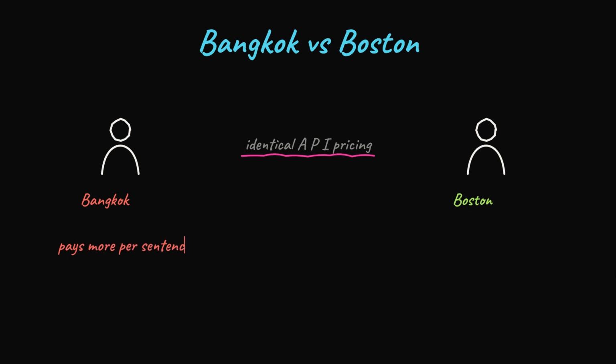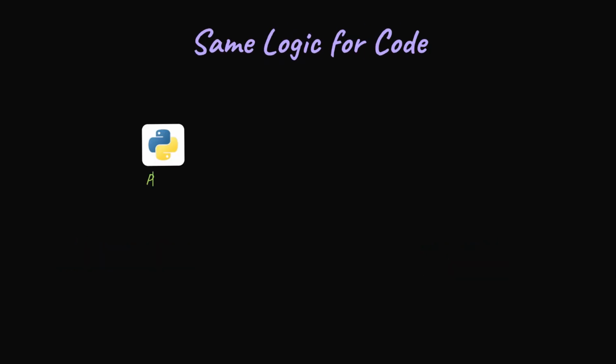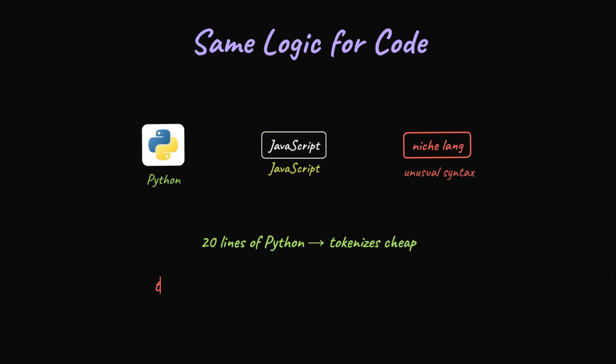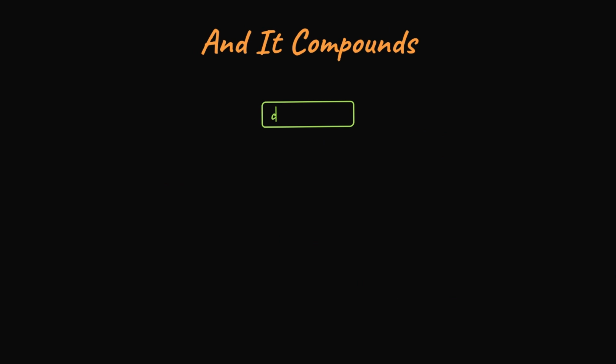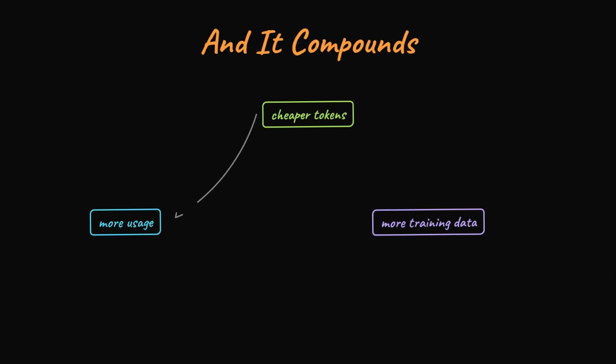The same logic applies to code. Python and JavaScript tokenize efficiently because there's an enormous amount of both in the training data. A niche language with unusual syntax burns more tokens for the same 20 lines. It's a quiet structural advantage for whatever's already popular, and it compounds because cheaper tokens means more usage, which means more training data next round.